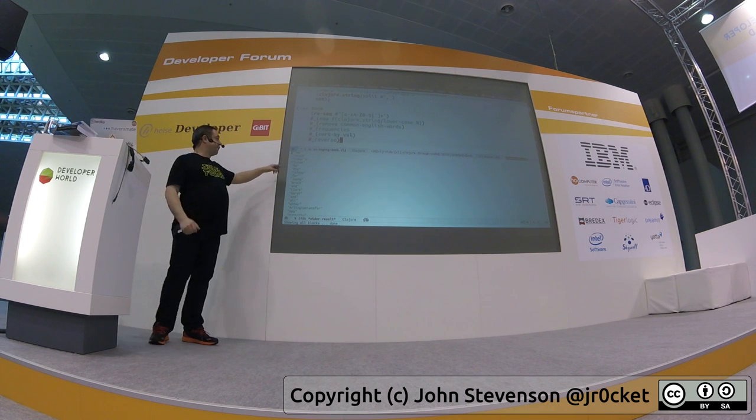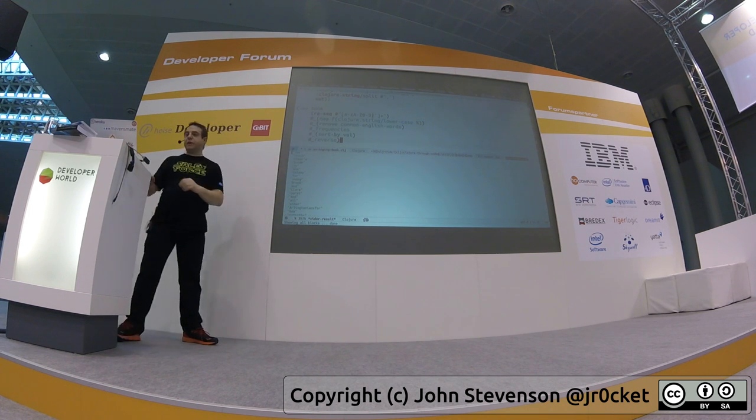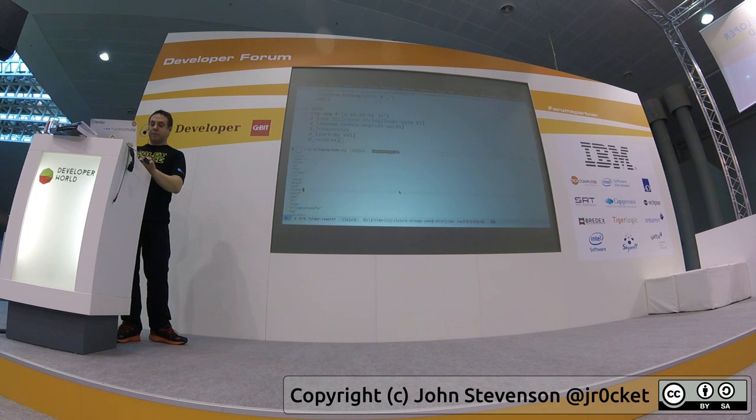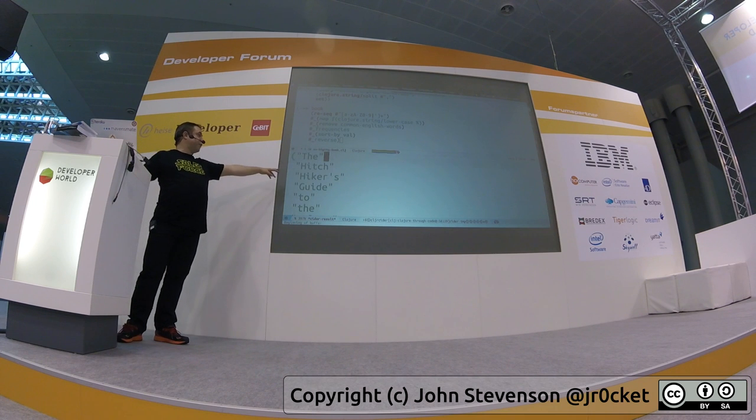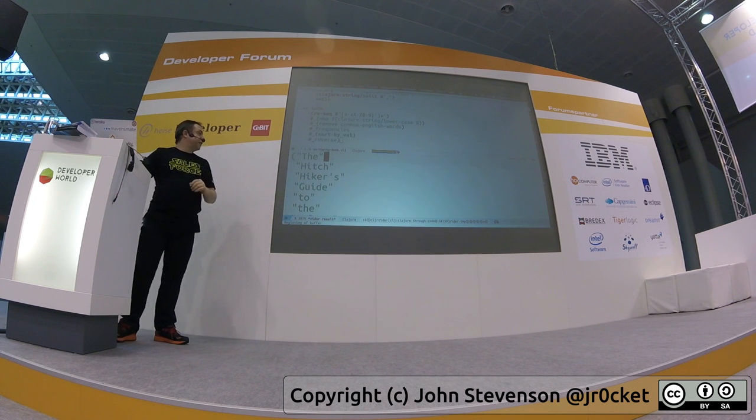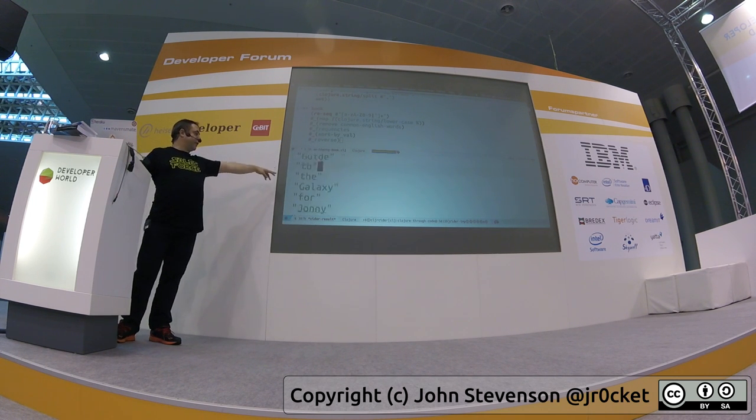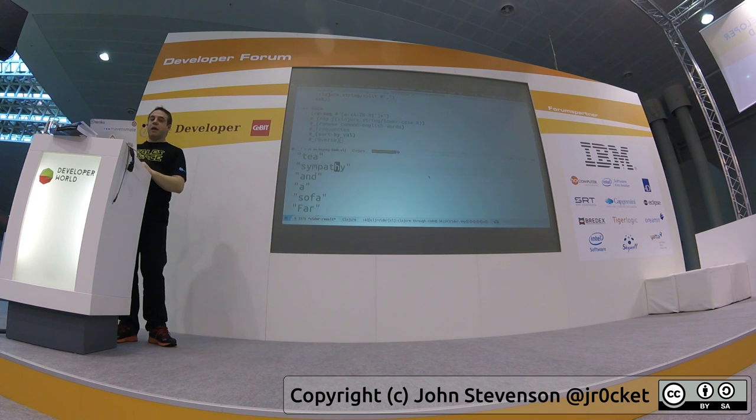So now, instead of one long string, it's a whole series of strings. I'm going to make that a little bit bigger. So this is a whole bunch of strings in a list. This is the whole book, The Hitchhiker's Guide to the Galaxy. So I want to work out what the frequencies are.